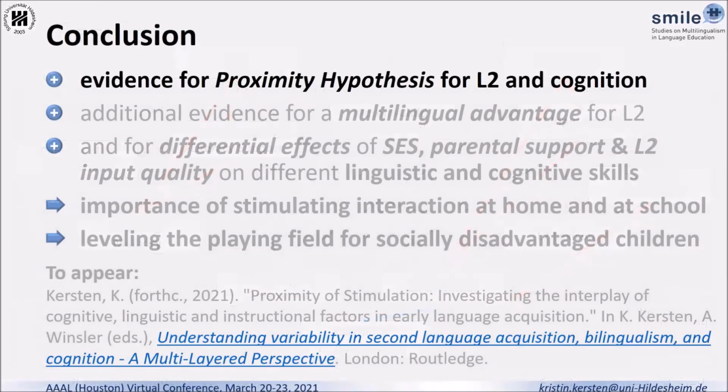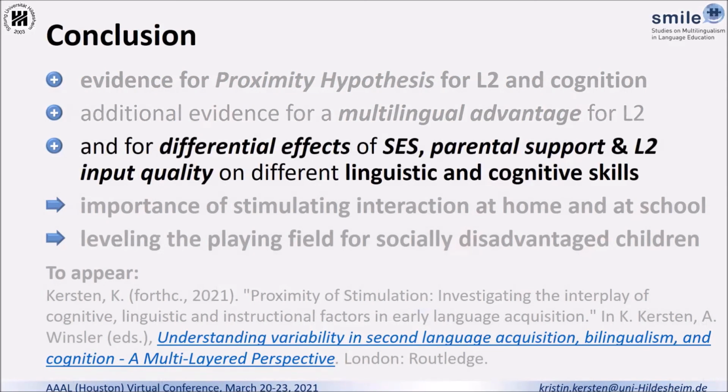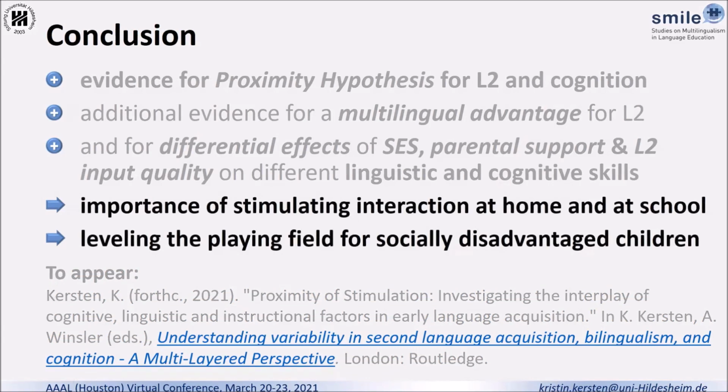So we found support for the proximity hypothesis, both in terms of language and cognition, as well as for a multilingual advantage for L2 grammar, and some other expected effects, all of which you can read in this forthcoming chapter. This stresses once more how important stimulating interactions at home and in school are for children's development, and that they may help level the playing field for socially disadvantaged children.